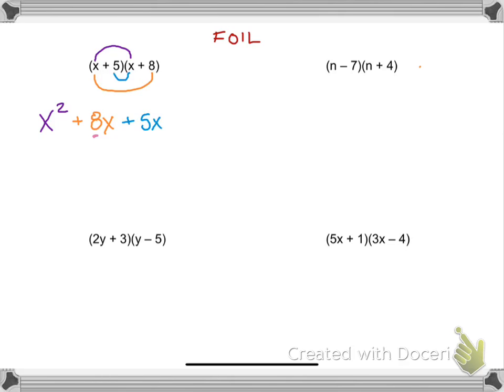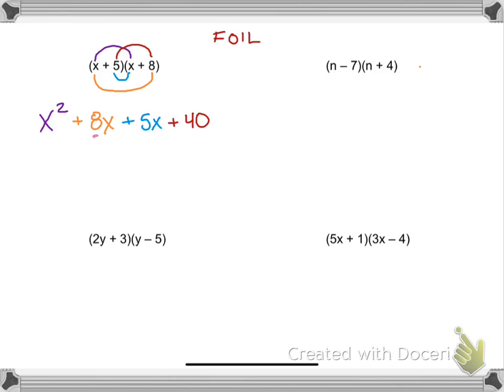Then I'm going to take my inside two terms, which would be 5 times x, and that would give me 5x. And then my last two terms, so 5 times 8. 5 is the last term in that first binomial, and 8 is the last term in the second binomial. So that's going to give me 40. Notice how I did multiplication. It's all multiplication when we distribute, okay? So if you've done it correctly, you should have 4 different terms, FOIL.